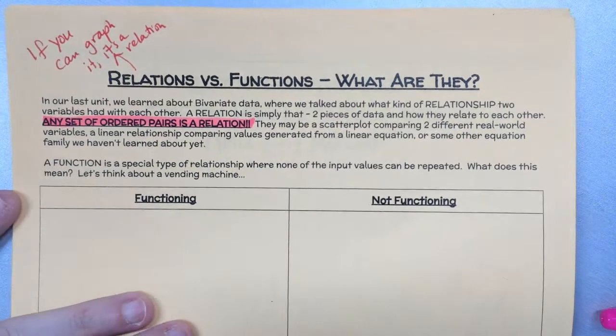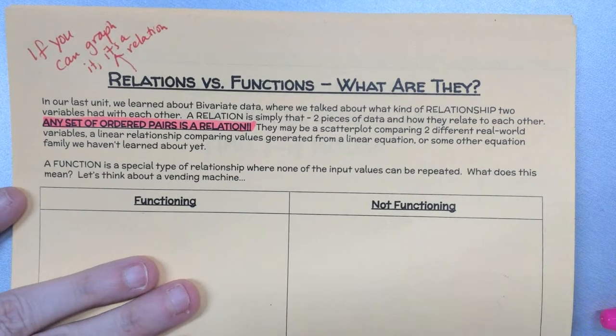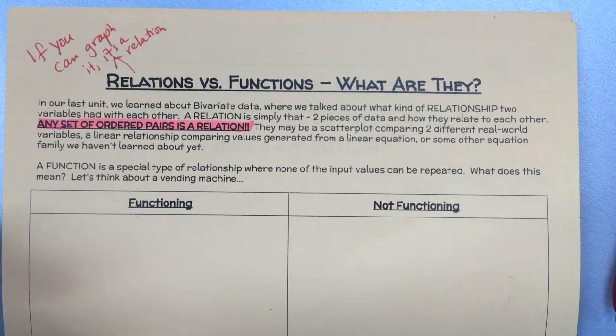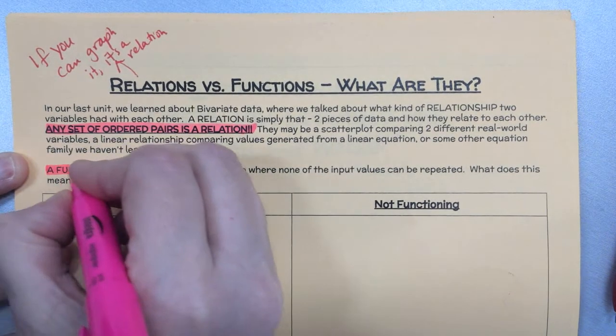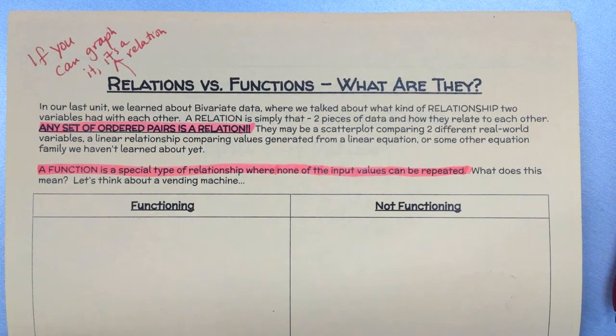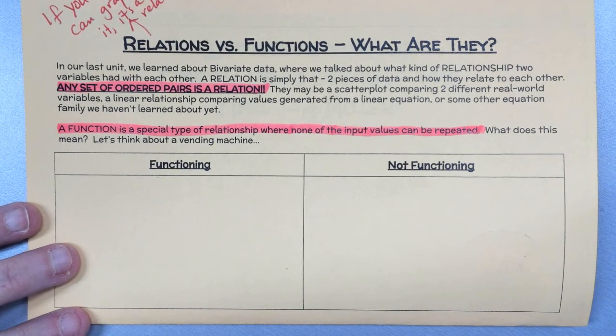All right, so if you can graph it, it's a relation, all right? Now, a function is a special relation, okay? A function is also something that I can graph, but none of the input values can be repeated. That's a little confusing, kind of a confusing mathy sounding statement. So I'm going to show you with a vending machine what this means.